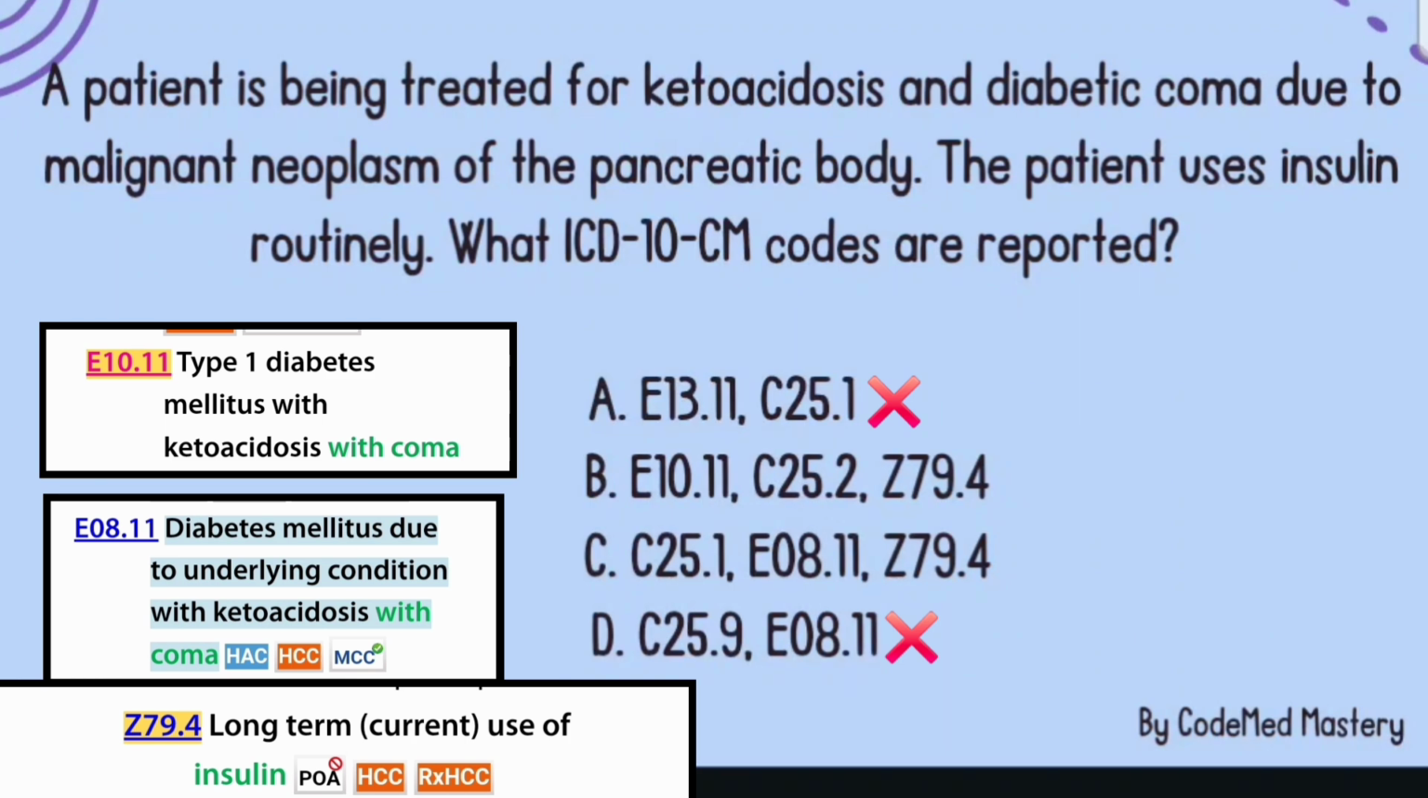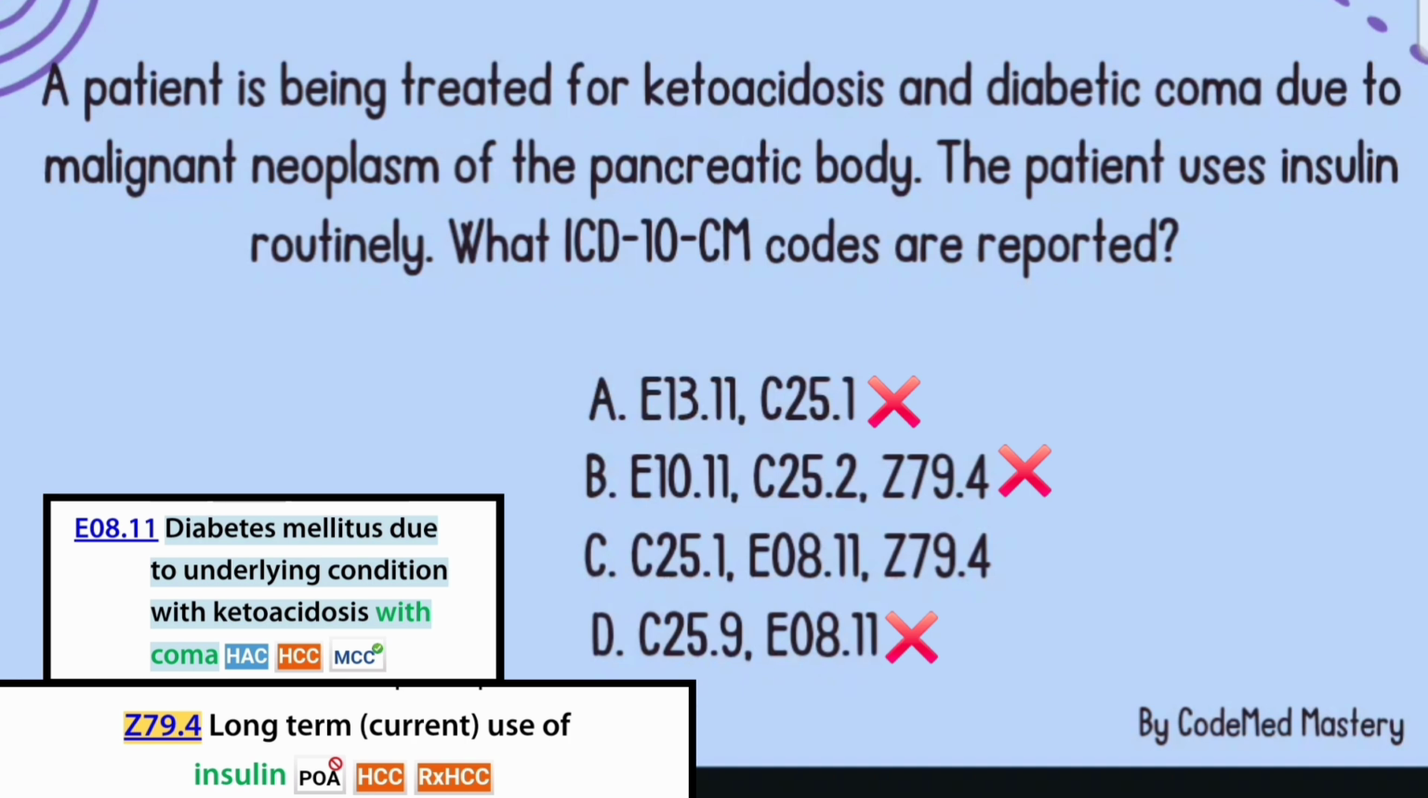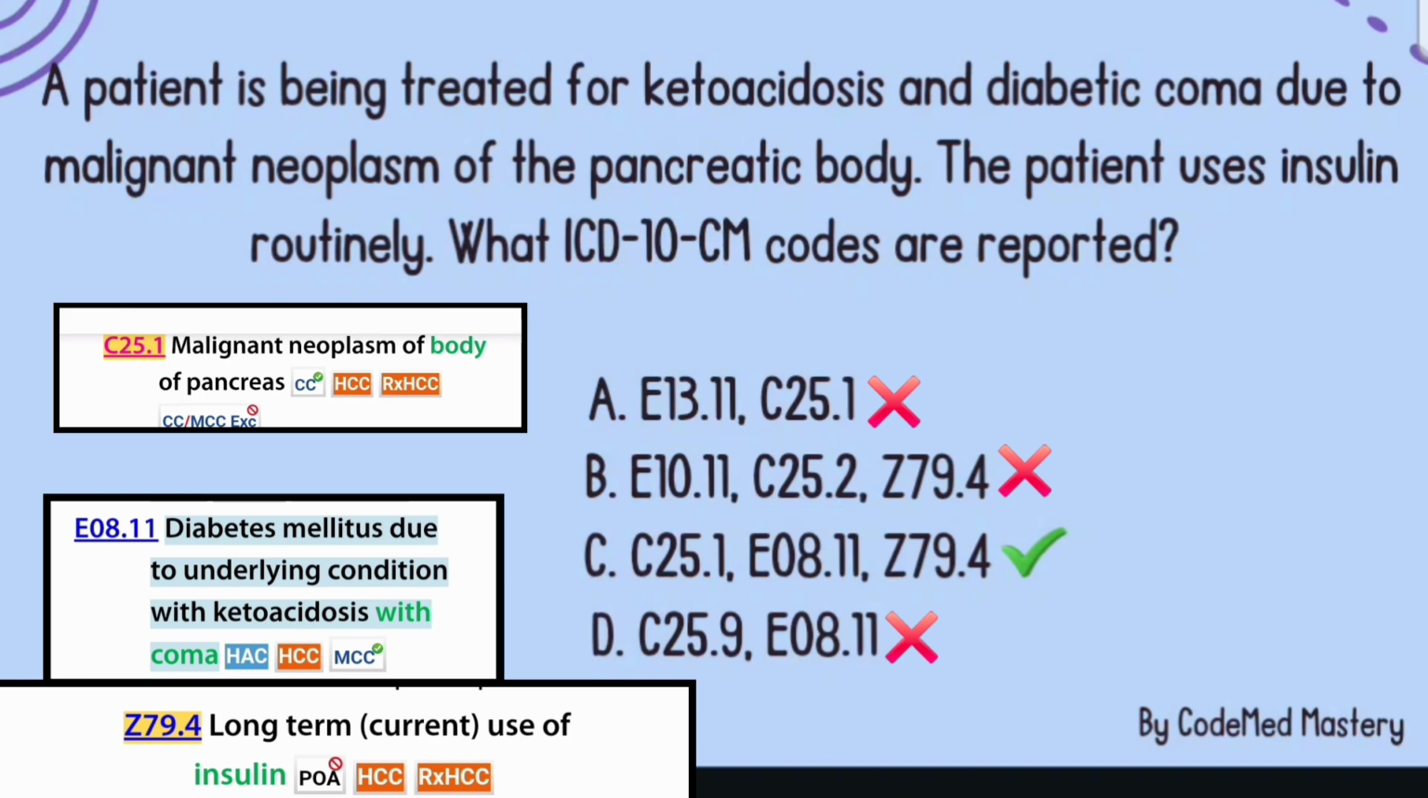Therefore, the right code will be E08.11. We can eliminate option B because in the question they have not mentioned type 1 diabetes. They have mentioned diabetes is due to underlying condition. Therefore, the right answer will be option C. The code C25.1 is for malignant neoplasm of body of pancreas. That is correct.